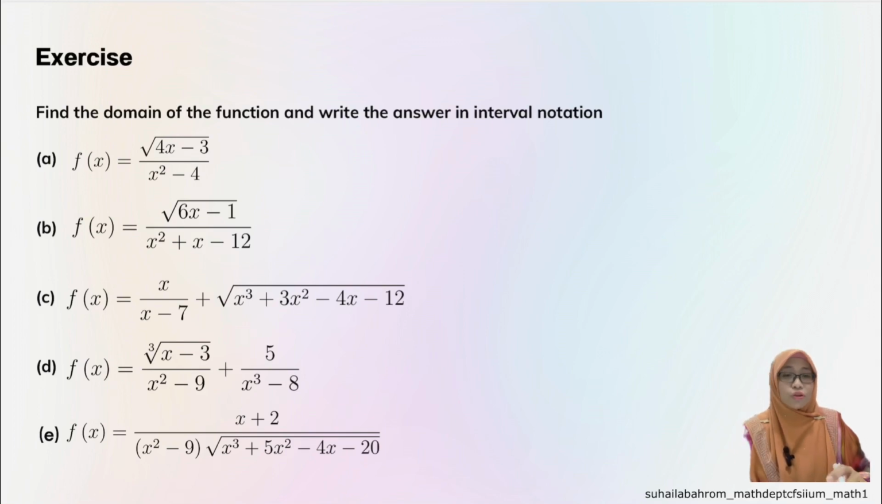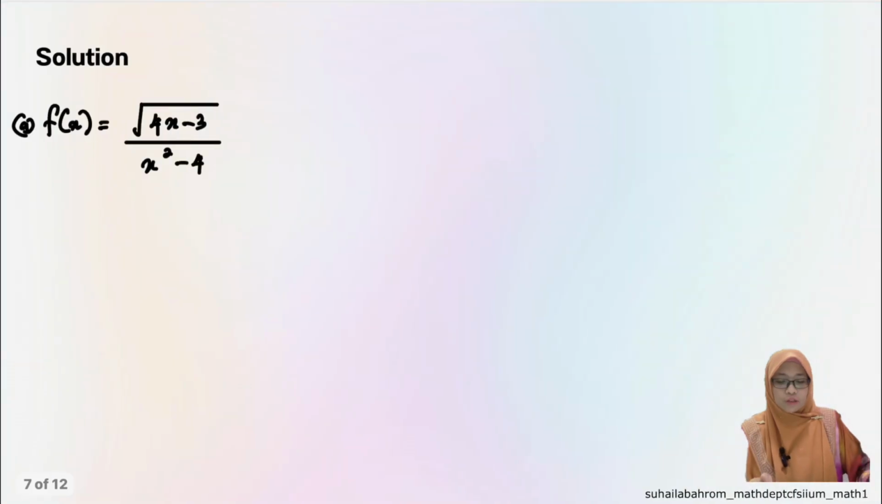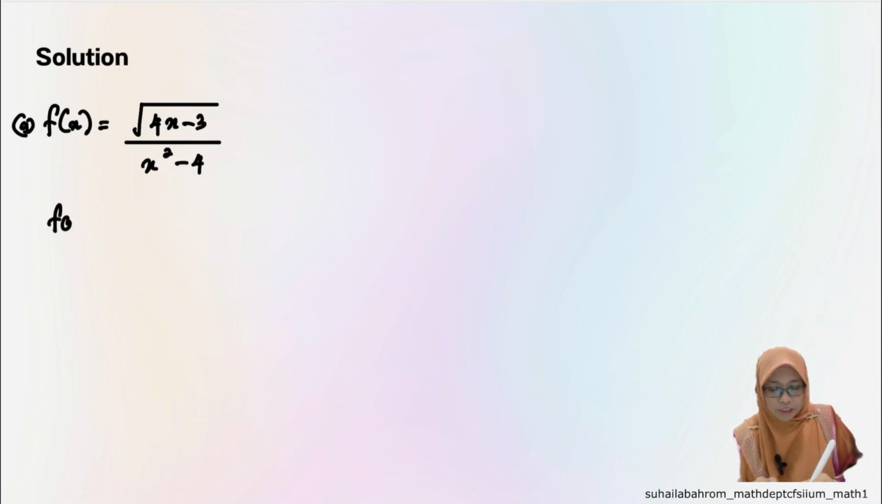It is a combination of how to find the domain for the root of an even number and how to find the domain for a rational function. So let's look at how to solve this question. Square root of 4x minus 3. In this case, we have two parts. One, the term for the square root of 4x minus 3, and the second one, the term for 1 over x squared minus 4.